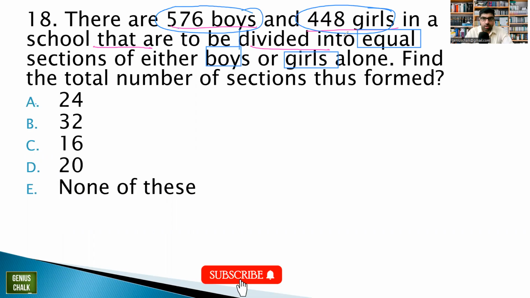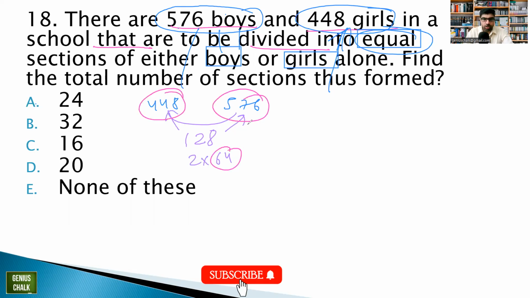And the other way is, we have to select boys or girls into equal sections. That means the number which divides both of them, only that way can we divide them into equal sections. So what is the HCF of 576 and 448? I have told you the best way to find HCF is to find the difference. Now, how much difference is there? It is 128. But if you cancel this by 128, it will not divide. But if you break this into 64, this is cancelled by this 64, cancel both. So we can say that 64 is the HCF.